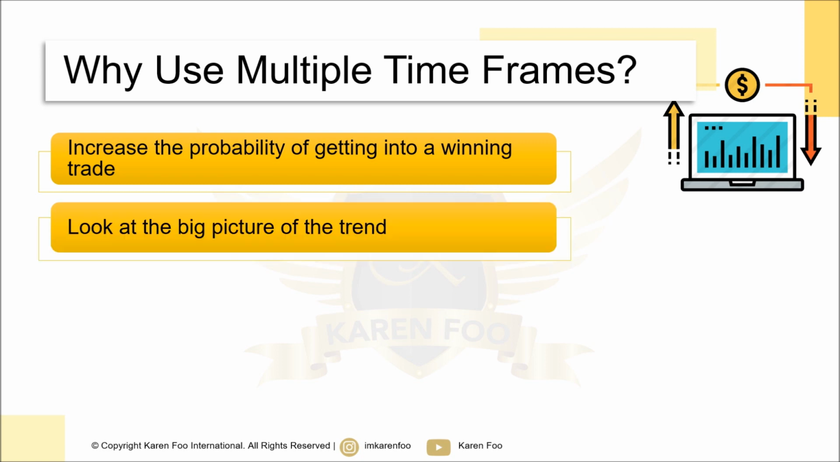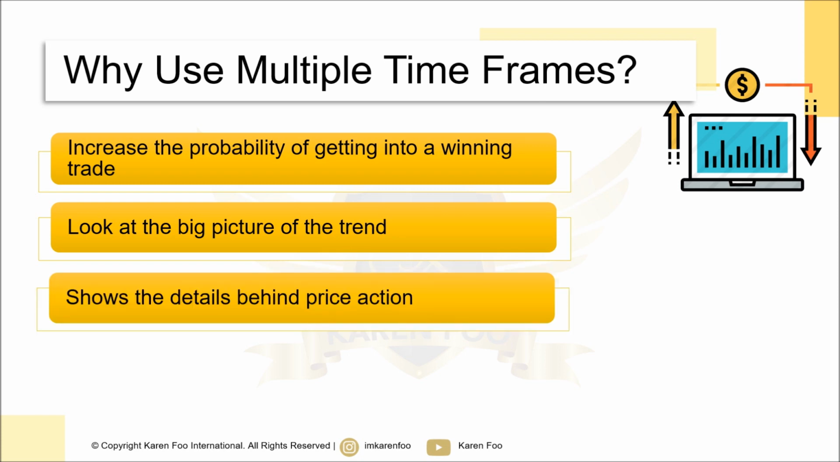You need to look at the bigger time frame to see the big picture of the trend, and it shows the details behind price action. So if you are trading a large time frame and you want to see the details of the price action, then you go down to the lower time frame. This means that you go to a higher time frame if you want to see the big picture, and you go down to a lower time frame if you want to see the details.